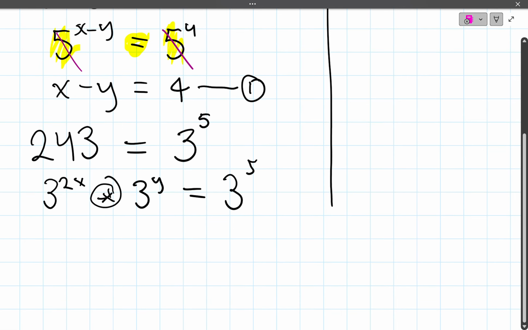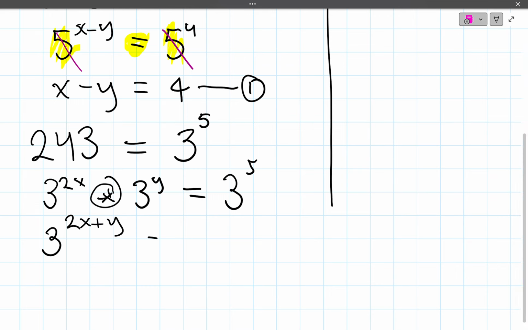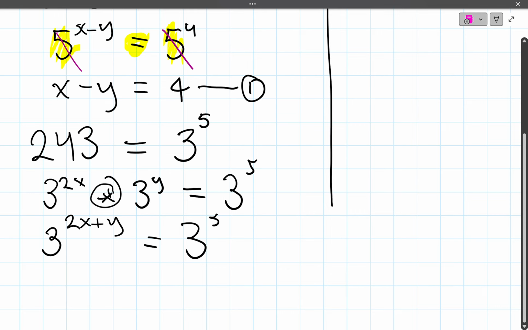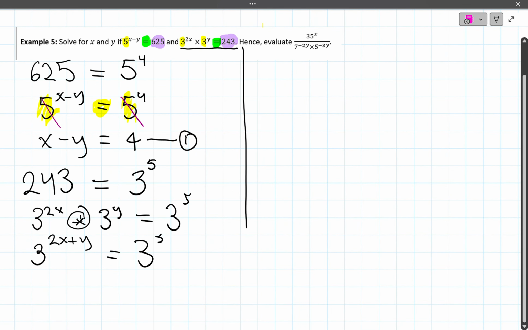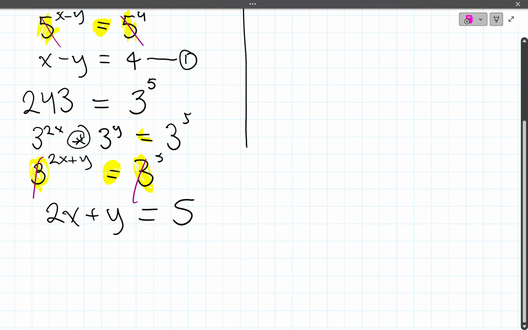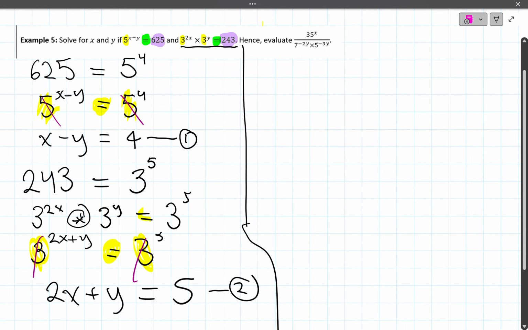Now I can say 3 to the 2x times 3 to the y equals 3 to the power of 5. Here I have a multiplication, so I'm going to multiply those terms, which means I add the indices. 2x plus y equals 5. So now we're in the same spot we were with the last one, where we have an equal sign and we have the same base. And as we know, we can cancel the bases when we have an equal sign and the same base, only with an equal sign and the same base. So that gives us 2x plus y equals 5. And from there, I now have two equations that I'm able to solve simultaneously.